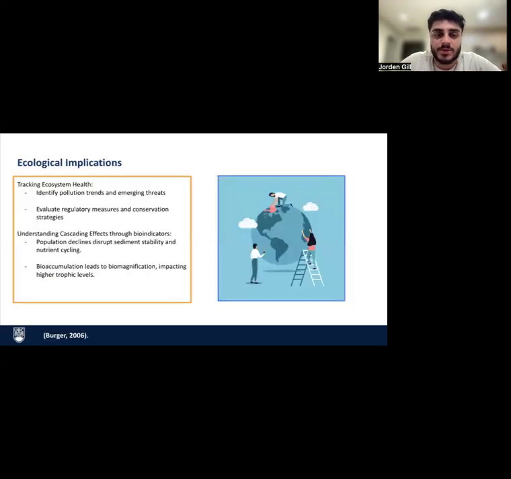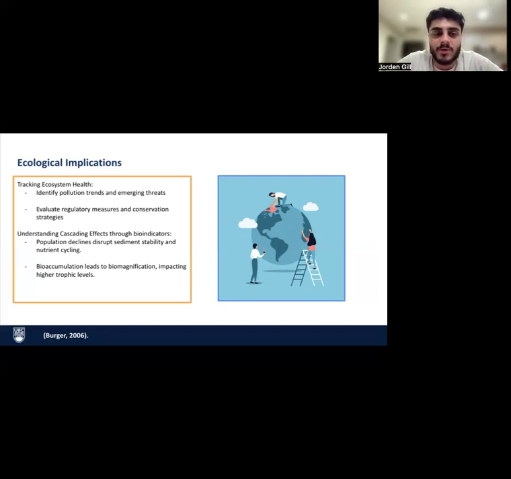Moving on to ecological implications. So the use of bioindicators like bivalves and crustaceans provides critical insight into the health of aquatic ecosystems, and they are invaluable for tracking long-term ecological changes and assessing the success of environmental management and conservation strategies.